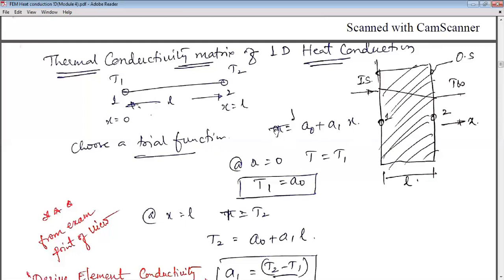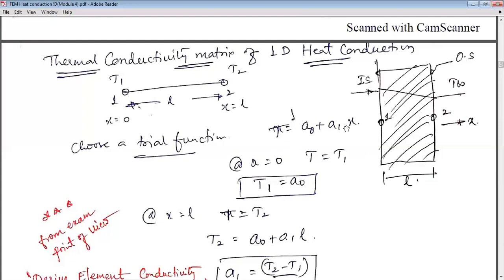So temperature T is defined by a0 plus a1 x. Apply boundary conditions: at x equals 0, T equals T1, and at x equals L, T equals T2. Please don't confuse, this is x equals 0. I expect you to go through the videos. Don't just simply read and get confused. Just go through the video and write it down once: x equals 0, T equals T1.